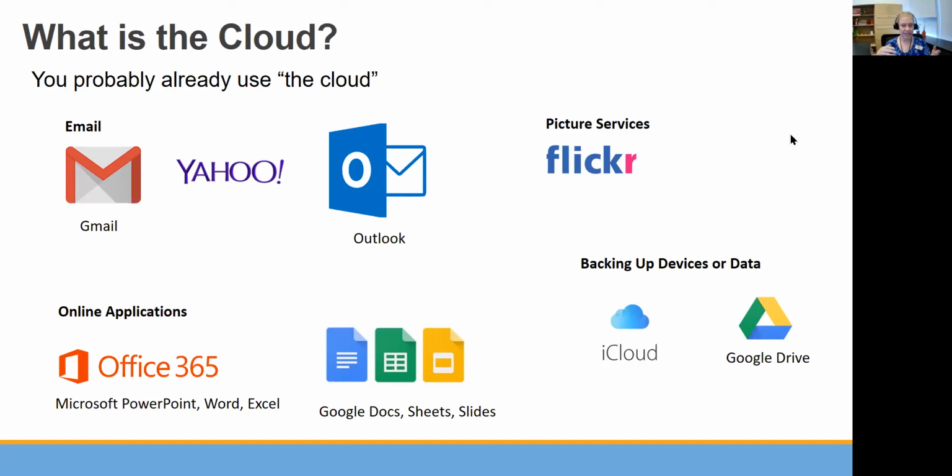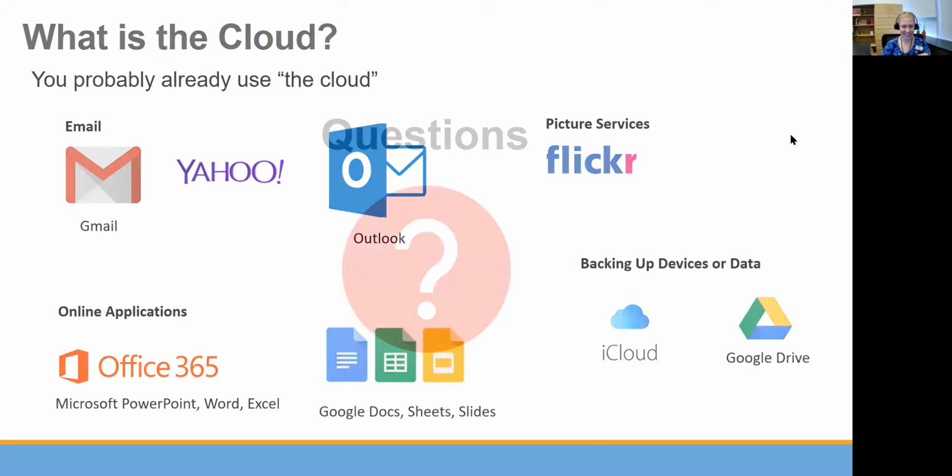Backing up devices, as I mentioned before with smartphones, is another big one. Most of us have heard of iCloud or Google Drive. Outlook has one called OneDrive, which we're going to take a closer look at in just a minute. But all of these are service providers that basically allow you to do things in the cloud. And you may not realize that you've already been doing stuff in the cloud.